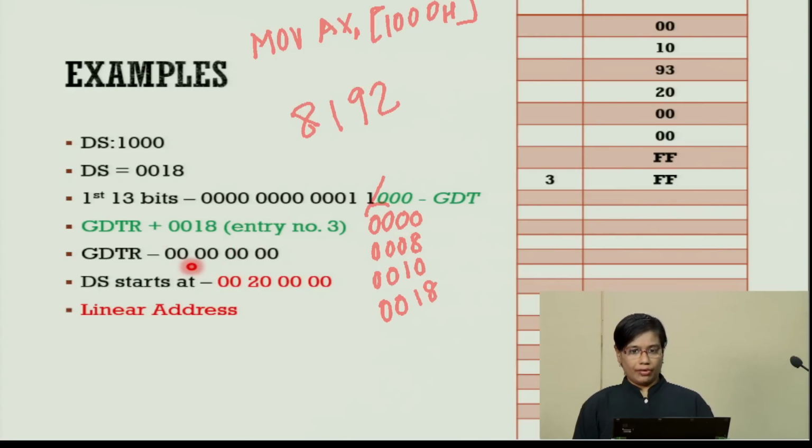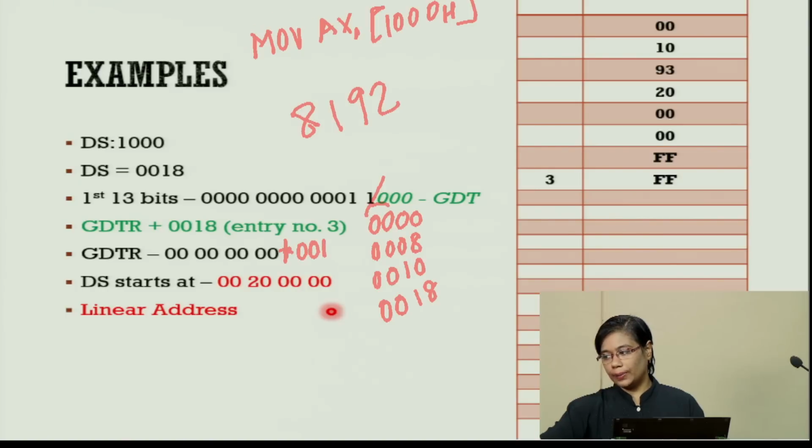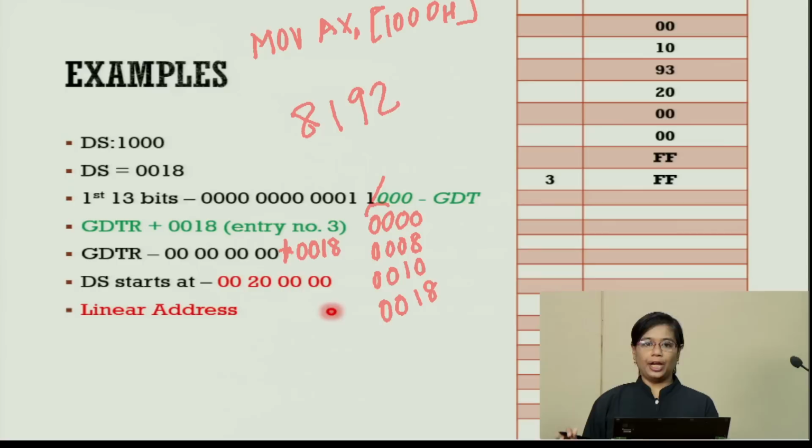Let's, for our own convenience, assume that the global descriptor table is going to be present in a location which happens to be all zeros. This is going to be a 32-bit address. Now to access the entry, a value 0018 will be added to it. So now we are looking at memory location 0018. So let's say this is going to be the third entry.